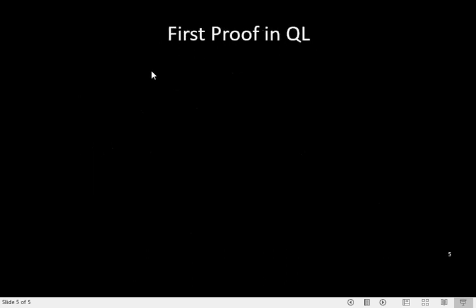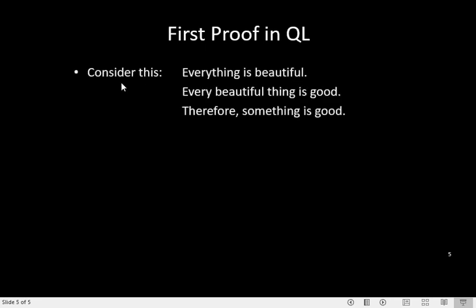Okay, so real quick now, we're going to prove this valid argument. Everything is beautiful. Every beautiful thing is good. Therefore, something is good. By the way, the conclusion that everything is good also follows here, and we're going to do that in class if you're one of my students. If you want to pause and symbolize, that's fine. The proof here is going to look like this.